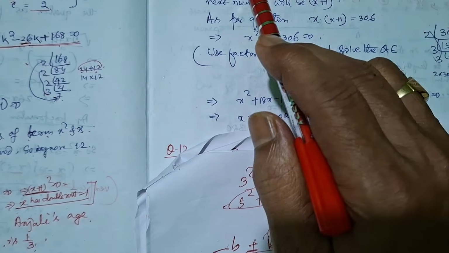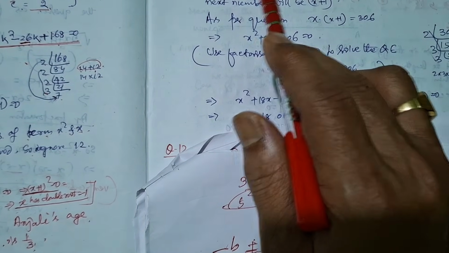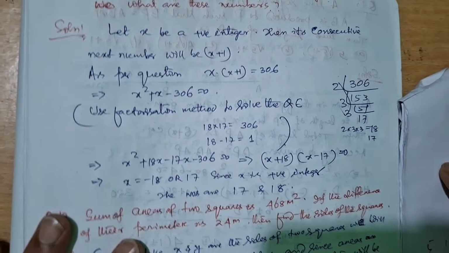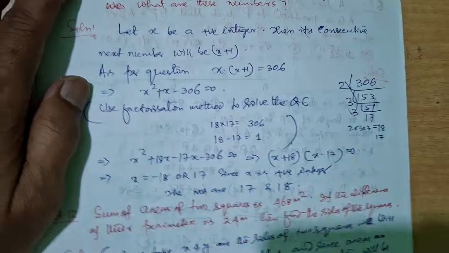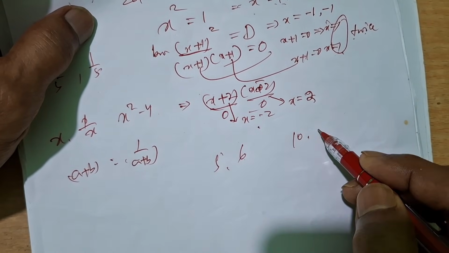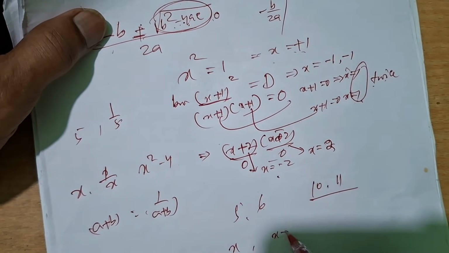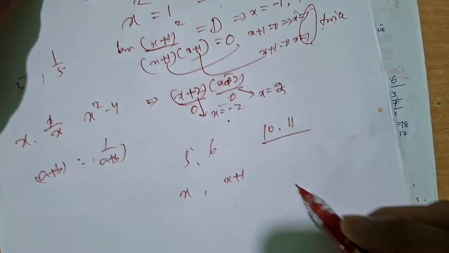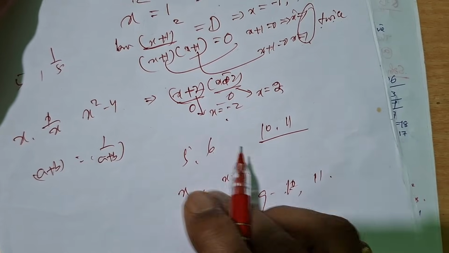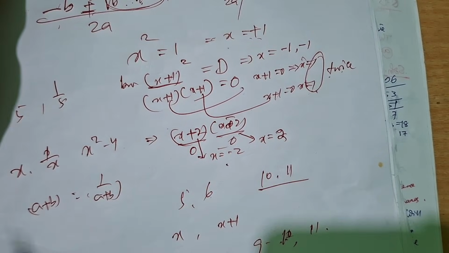Question number 11. The product of two consecutive positive integers is 306. What are these numbers? Two consecutive numbers, like 5, 6 or 10, 11. Consecutive means one is x, the other is x plus 1 or x minus 1. If you take 10, the consecutive may be 9, 10, or 10, 11. If you go to the right-hand side, the number will be more than 1; if you take the previous number, it will be less than 1.